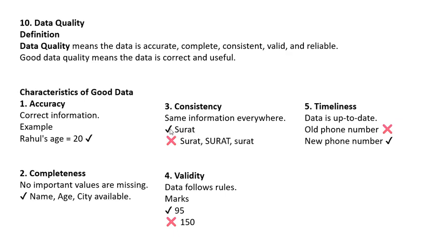For all the records, Surat has the first letter capital in the same format, not all letters in capitals or small letters, and any mistake is not valid. And fourth is validity, where data follows the rules, like marks between 1 and 100 are allowed, so 95 is allowed, but 150 is not allowed. And timeliness, where data is up to date, so old phone numbers are not allowed, and new phone numbers are allowed.